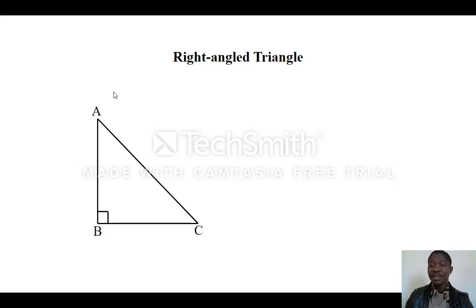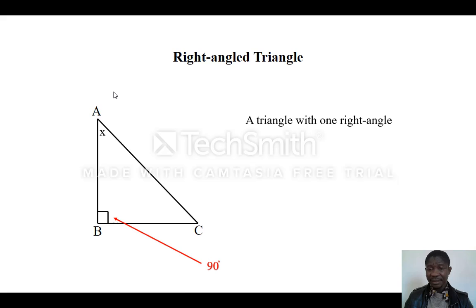Now, let's look at the right angle triangle. A right angle triangle is a triangle with one right angle, meaning one of the angles should be equal to 90 degrees. In our triangle, we know that angle ABC is 90 degrees. Then angles X and Y should each be 45 degrees. Therefore, X equal to Y equal to 45 degrees.